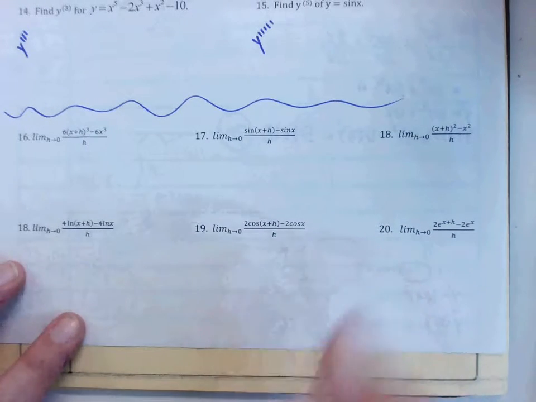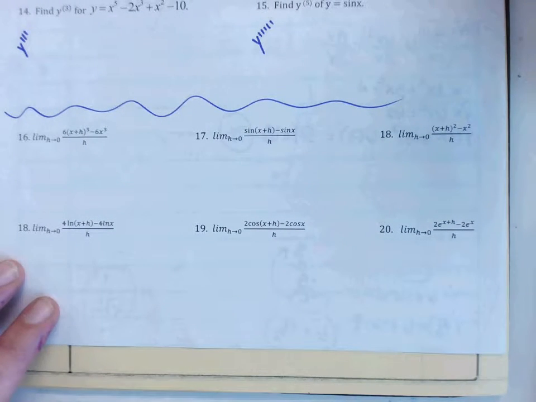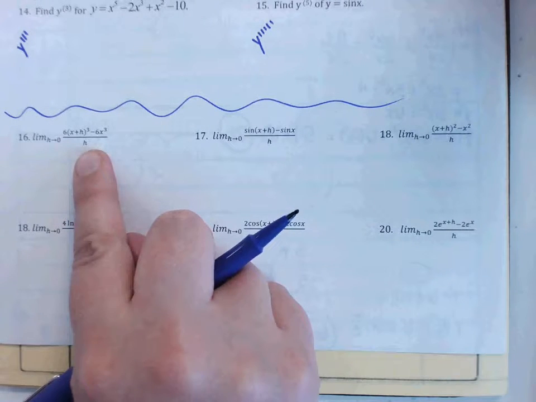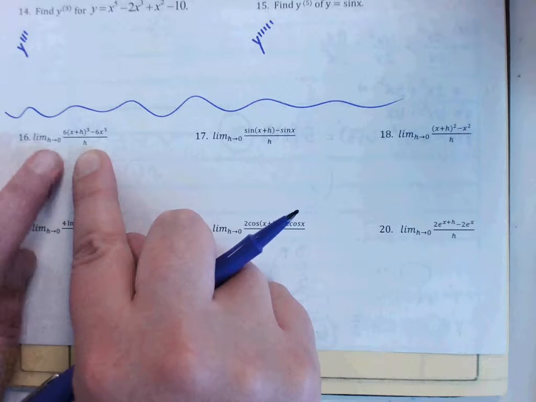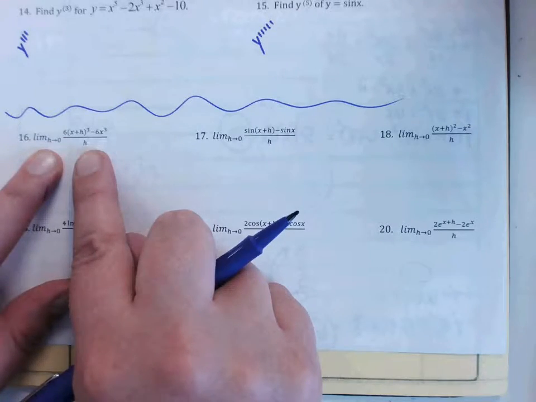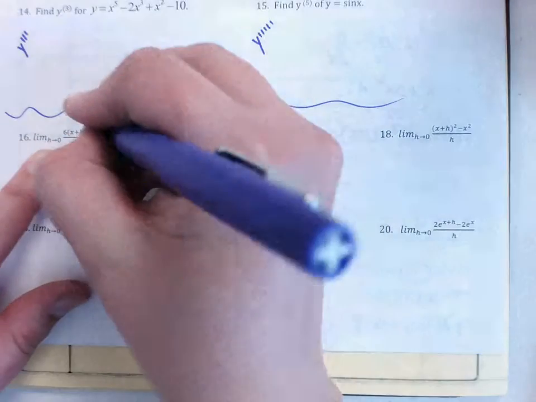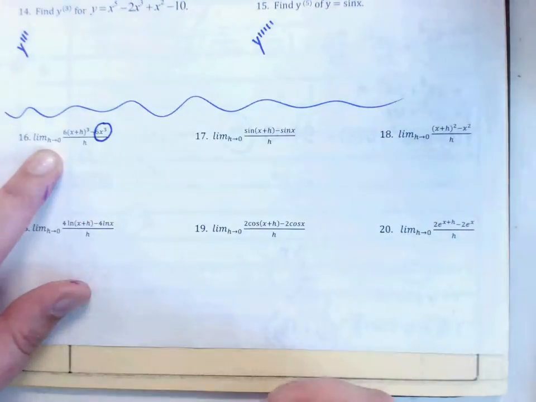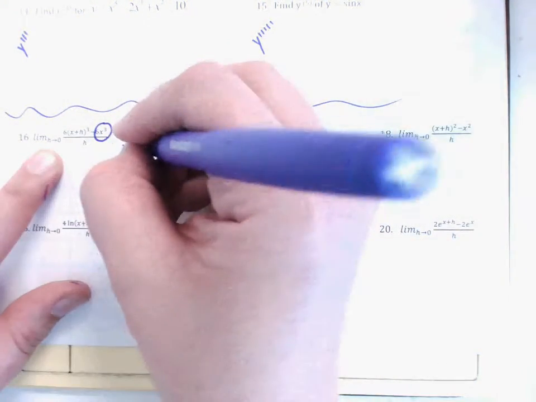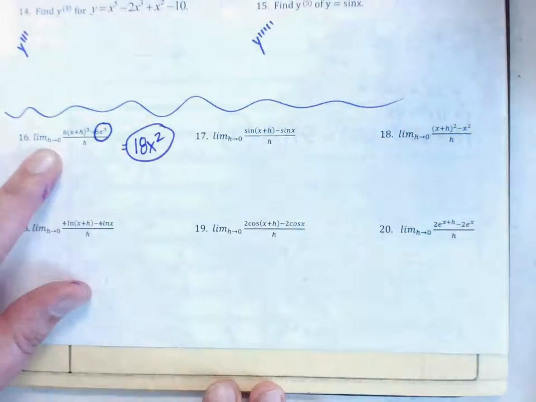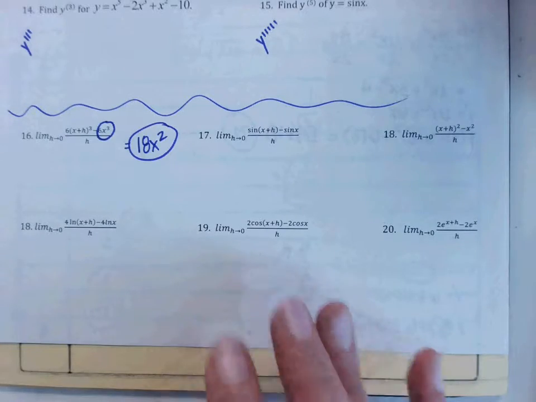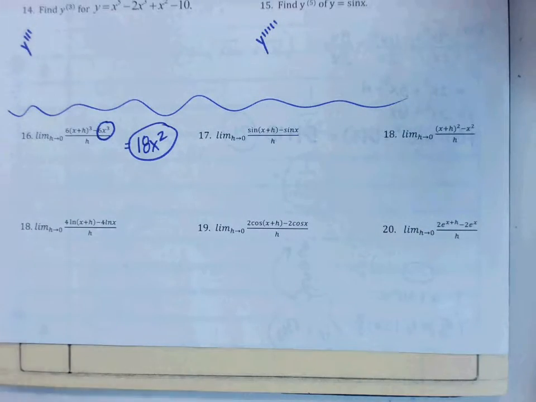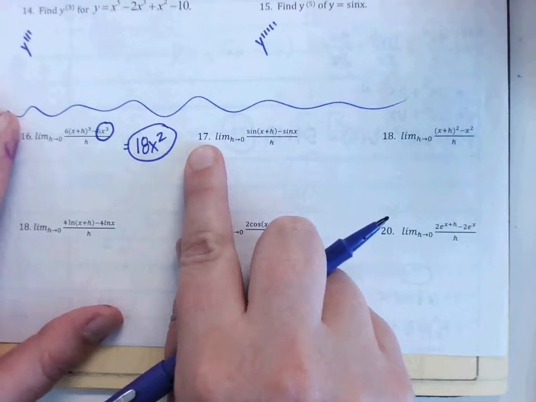On the AP test, they're going to give you a limit like this. All that you have to do is know where the f of x is. So look at number 16. If that's my limit, I know that's the definition of a derivative. Where is f of x in the definition? The 6x cubed. What's the derivative of 6x cubed? You're done. Now, could you do it the long way for fun? Yes, you could.